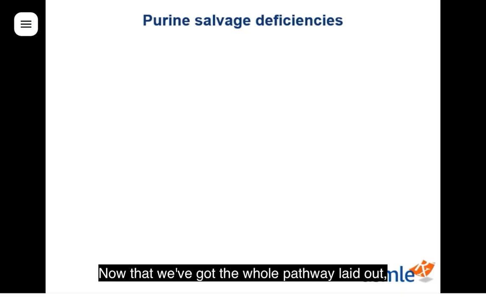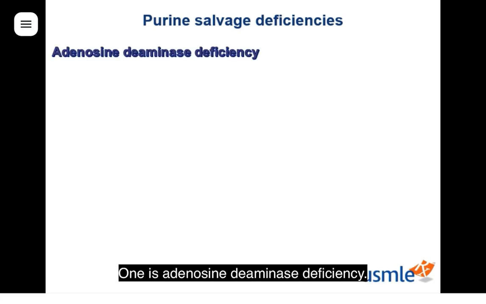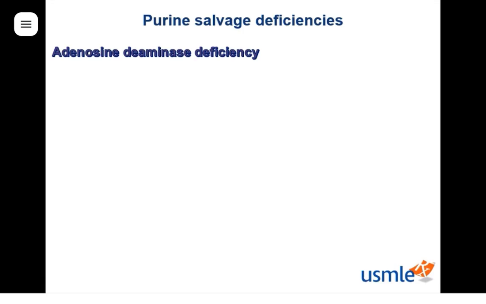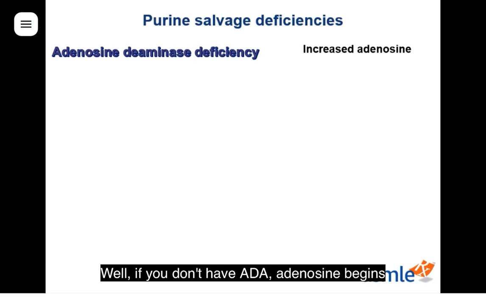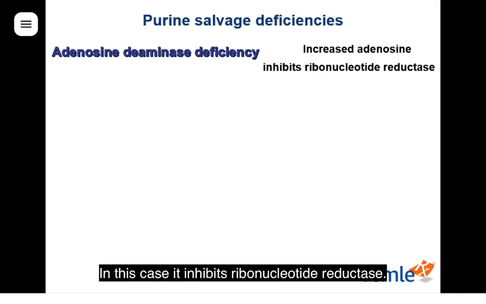Now that we've got the whole pathway laid out, let's talk about what can go wrong. There are two main purine salvage deficiencies that you need to be aware of for your board exams. One is adenosine deaminase deficiency. What happens if you have a genetic deficiency in this enzyme? Well, if you don't have ADA, adenosine begins to accumulate, and as is often the case in biochemical pathways, when you have a lot of product, it will inhibit the enzyme that's producing it, causing negative feedback. In this case, it inhibits ribonucleotide reductase.